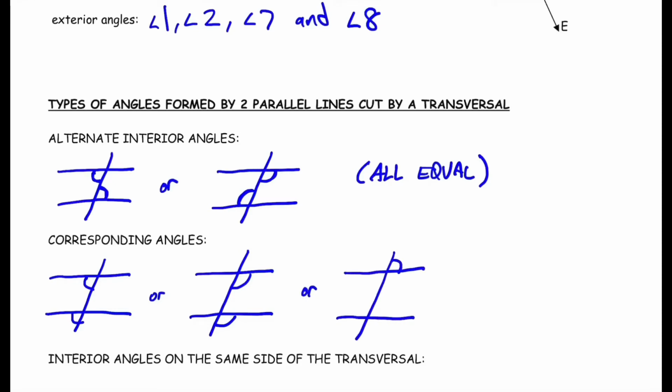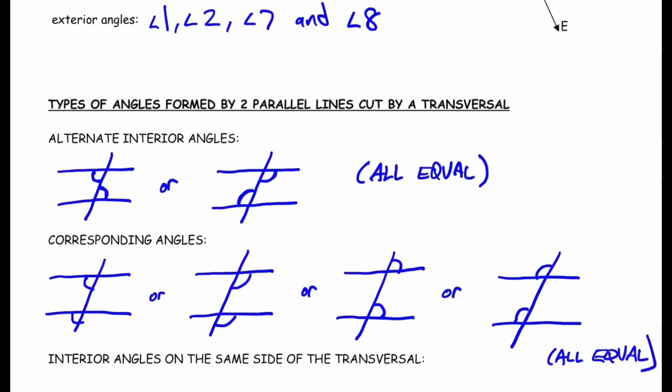Could be here and here. And lastly, could be here and here. Now again, these are all equal, meaning a pair of corresponding angles will always be equal.